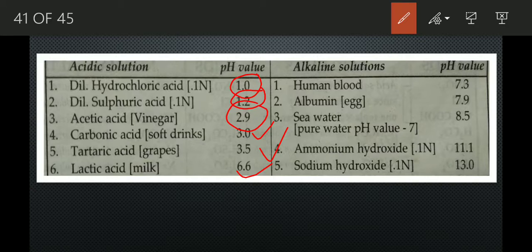It is very less acidic. Whereas, the most acidic among them is hydrochloric acid, HCl. Carbonic acid is present in soft drinks. And tartaric acid is present in case of grapes.